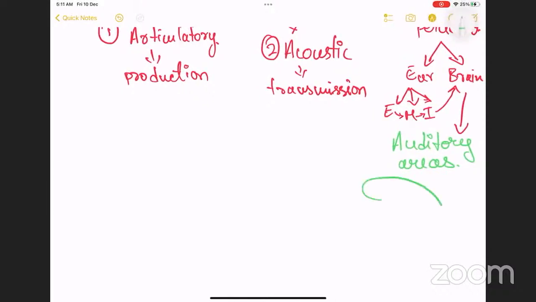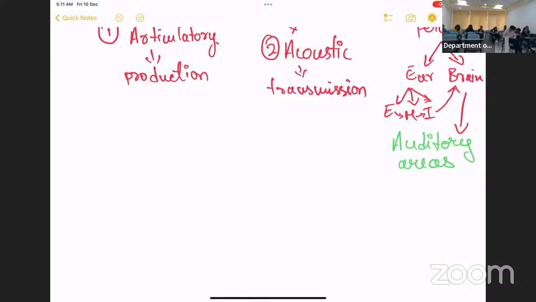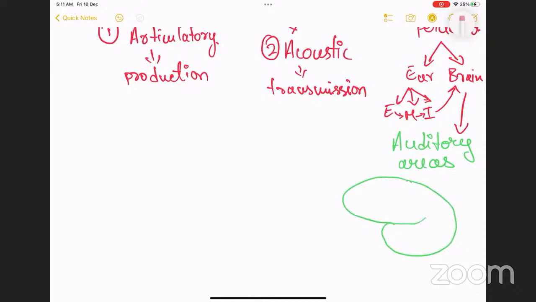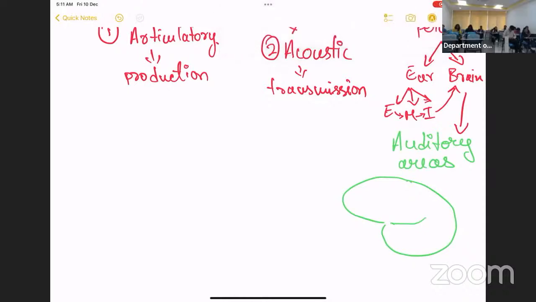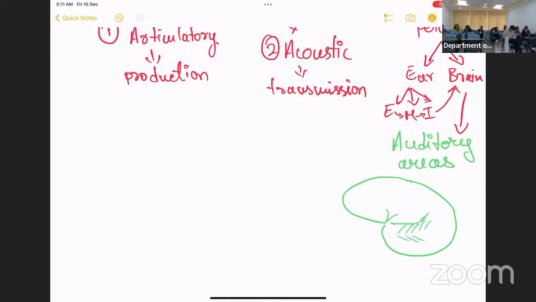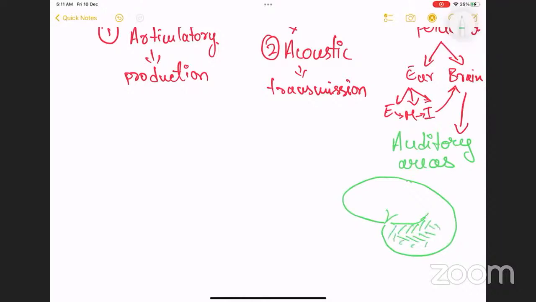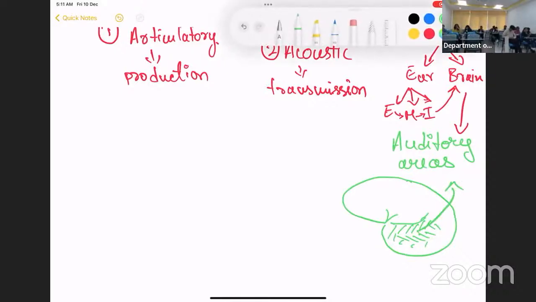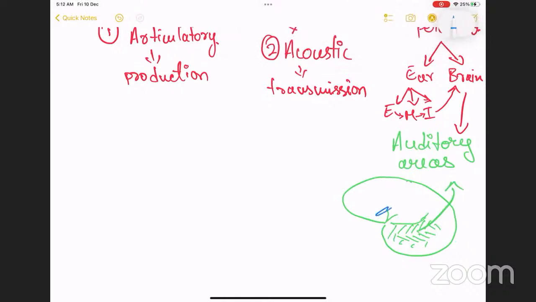Okay, now these are the auditory areas which are present in the brain. So if I, let's say, sorry. Okay, this is the human brain. And here, this part which I'm trying to shade is the auditory areas. Okay. Now, apart from this, there is one more area which is of importance to us. That is here. This is basically the speech area.